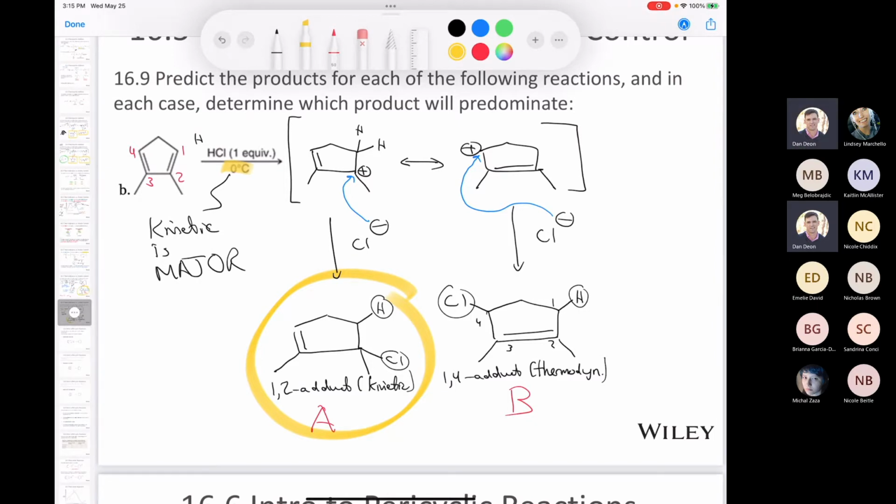Does that help with the numbering, Emily? So you always start on one of the carbons of the conjugated system, one of the carbons of the double bond system. Yeah, you can do it either way, and you're going to get the right answer. I mean, this molecule is symmetrical, right?